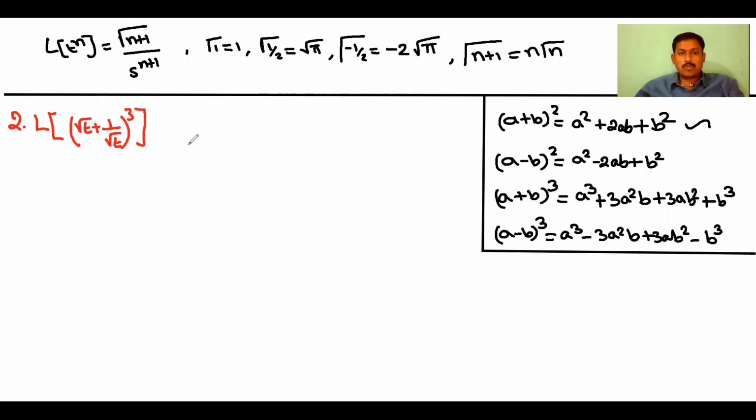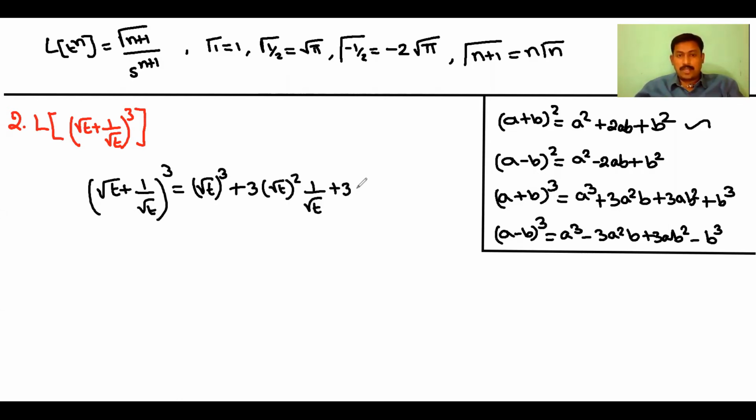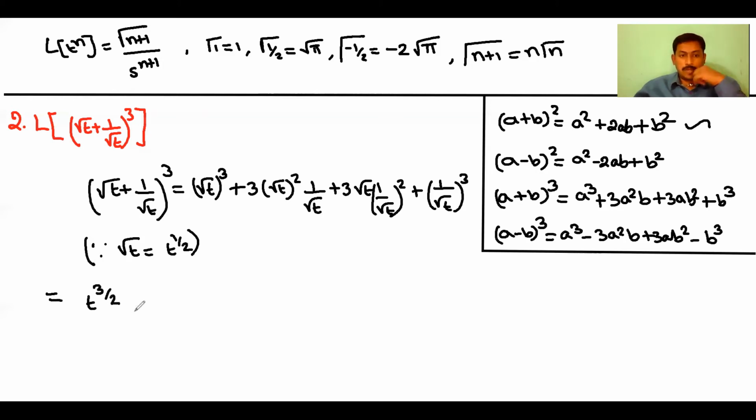cube. Using the (a plus b) whole cube formula, we can write this (root t plus 1 by root t) the whole cube as, that is, (root t) the whole cube plus 3 a square b, root t the whole square into b, plus 3 a b square, root t into (1 by root t) the whole square, plus b cube, which is (1 by root t) the whole cube. Since we can write root t as t power half, I can write the first term as t power 3 by 2 plus here 1 by root t, and root t is getting cancelled.